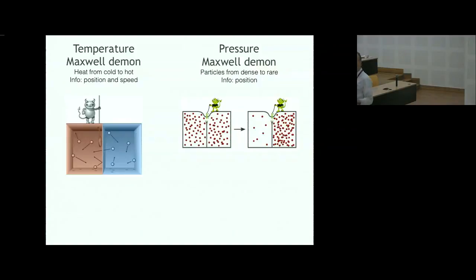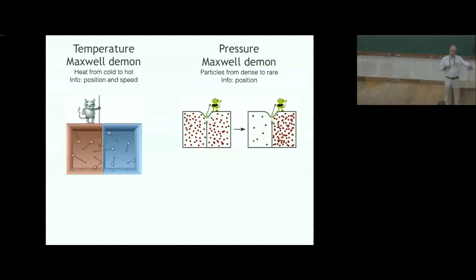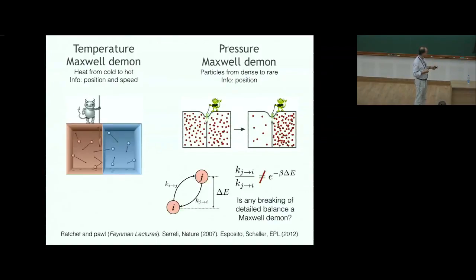So in both cases you can extract work, and this is simpler. Actually, for this you don't really need to know the speed of the particle. Well, maybe the sign of the velocity, just to open when it is coming. But you need only the position, and it is actually a simple rectifier.